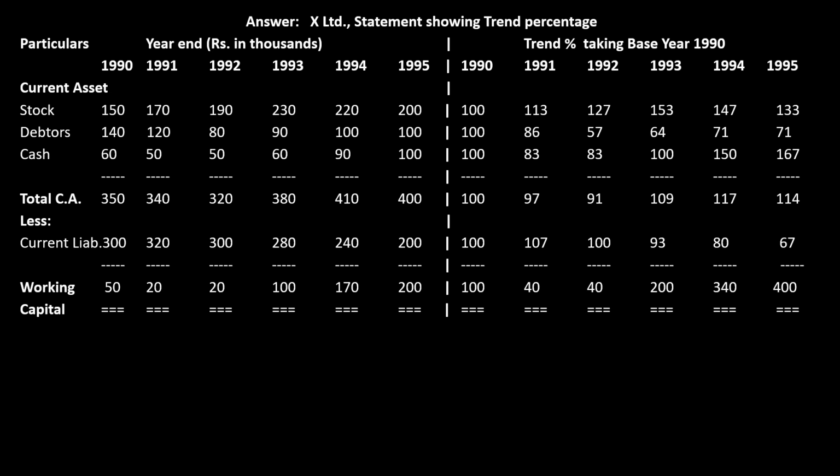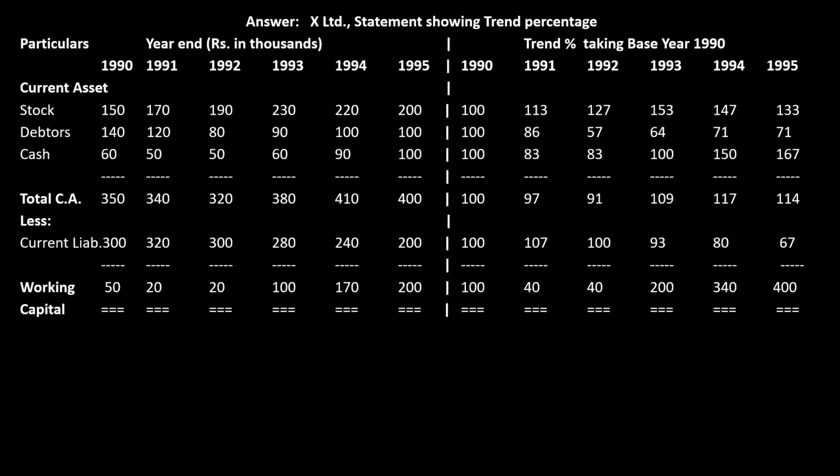Therefore, 150 by 150 into 100 will give me how much? 100. The same with debtors. 140 for 1990 I'm talking about. 140 by 140 into 100, how much is it? 100. Then cash, 60 divided by the same amount, 60, because 1990 is a base year, isn't it? The problem asks you to take 1990 as a base year. 60 by 60 into 100, 100.